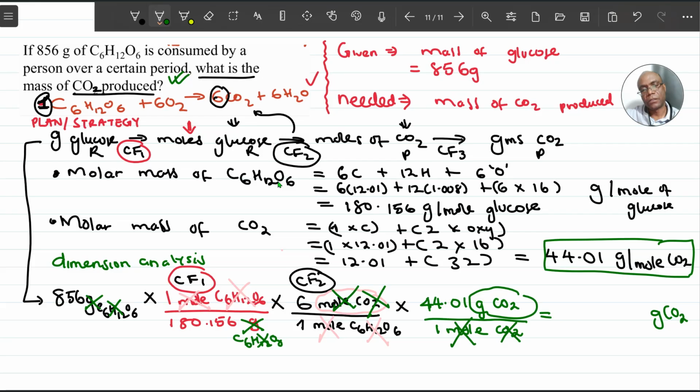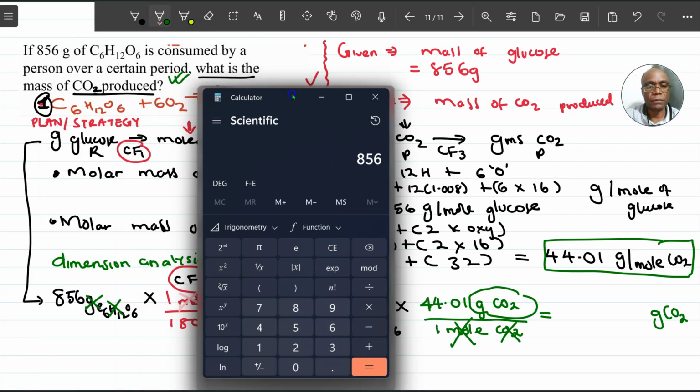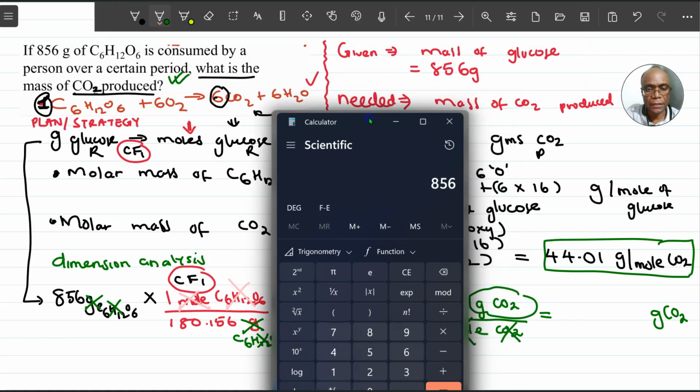Otherwise, in the notes, you would do it stepwise, but I find it easier when you write it as a sentence here so that you see your units canceling to the end and it saves you time. So let's punch in these numbers. So I have 856. Okay, let me move my calculator. Yeah, that's 856.